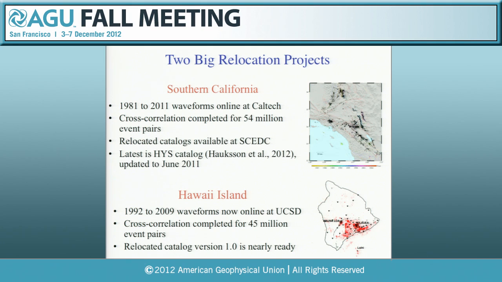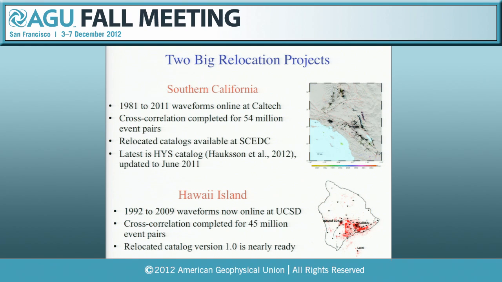Okay, as I mentioned, we're involved in two large-scale relocation projects. One is in Southern California, and we have a waveform archive online at Caltech. You can see some of the numbers for how many cross-correlations we've done. We've released a series of relocated catalogs that you can get at the SCEC data center. The latest of these is the HYS catalog that goes through June 2011.